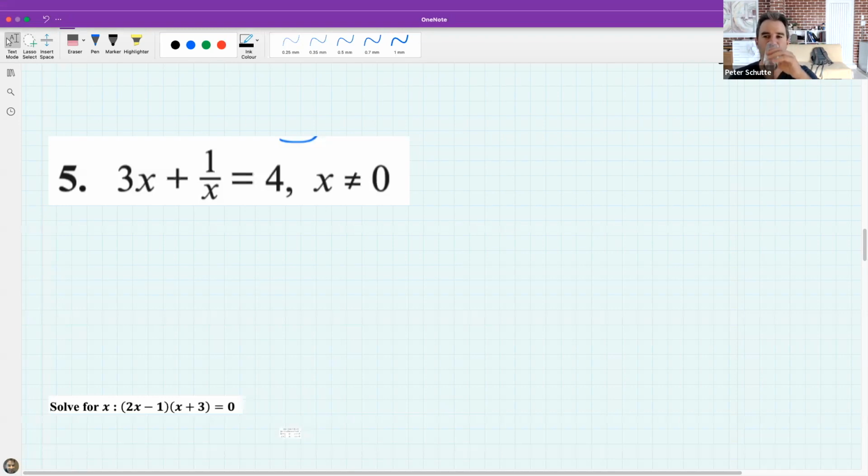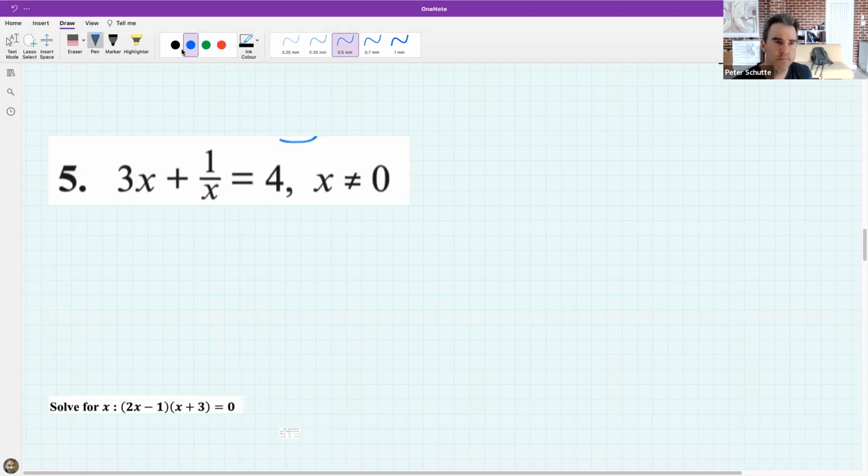I'm good, sir. I think what's different about this one is that there are restrictions, so that it's given that x is not equal to 0. And like you said before, it has to be in standard form. So I think the 4 has to go to the other side.